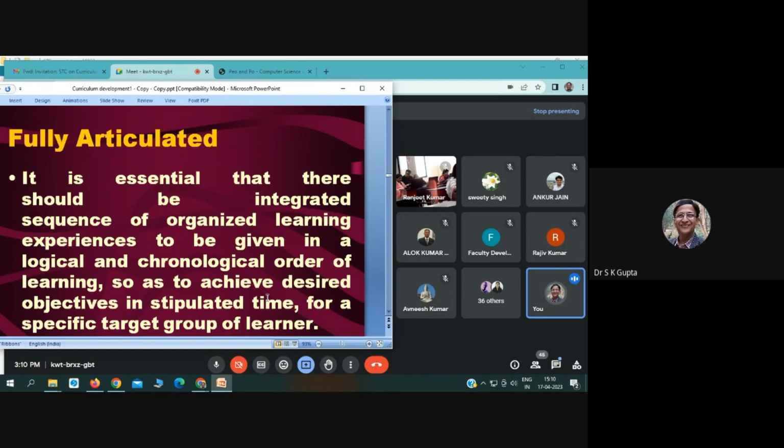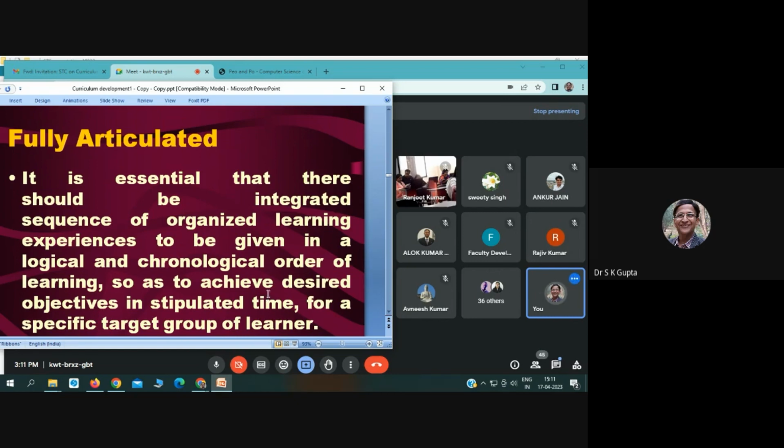Because when we have a workshop for designing a program, some of the teachers say that we can teach any subject anywhere in any semester. It is not so. We have to see that the subjects are taught in a logical sequence, simple to complex, and in a logical manner.